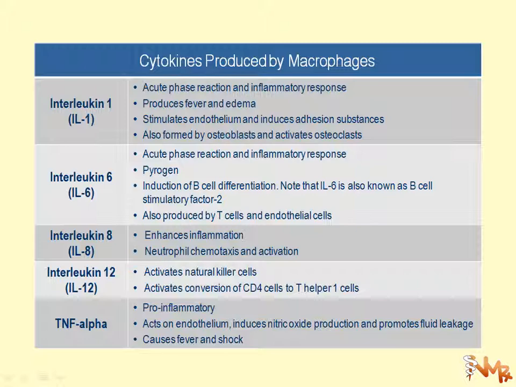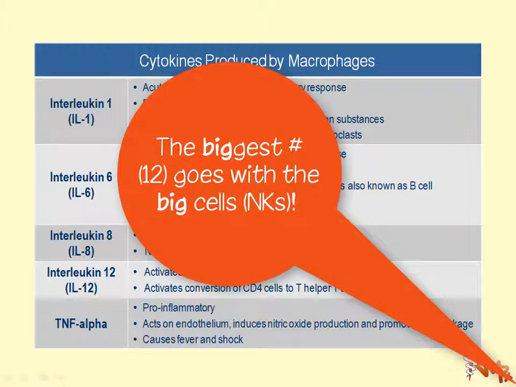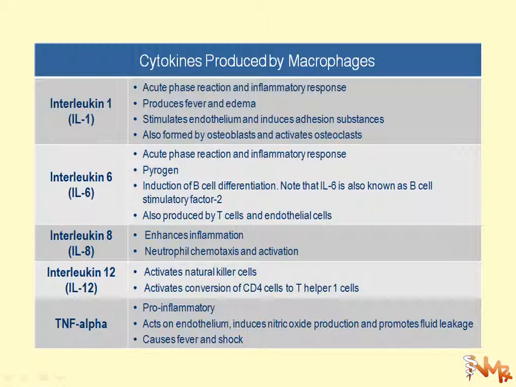Interleukin-8 enhances inflammation. It causes neutrophil chemotaxis and neutrophil activation. If you recall, this is a major interleukin that causes attraction of the neutrophils to the site of inflammation. Interleukin-12 activates natural killer cells. It also activates conversion of CD4 cells to T helper type 1 cells.